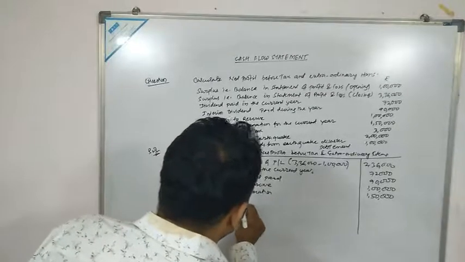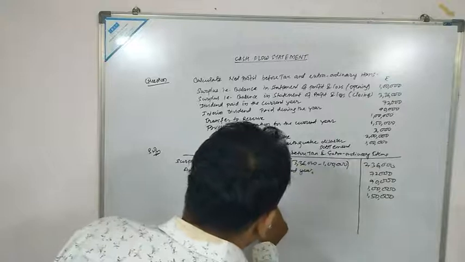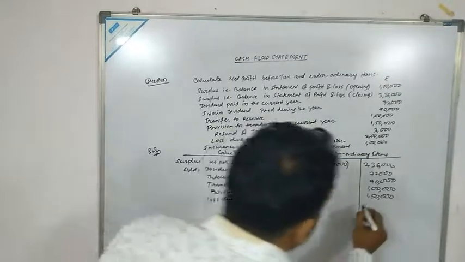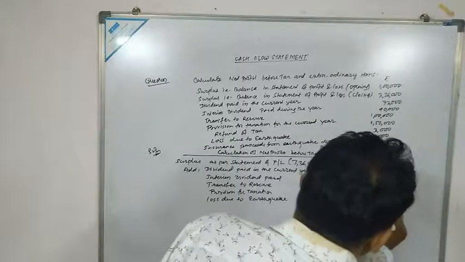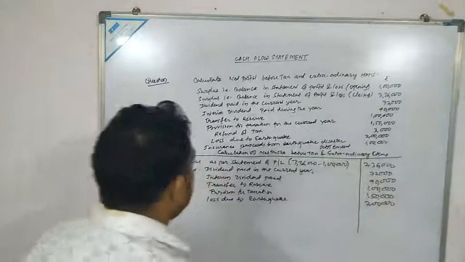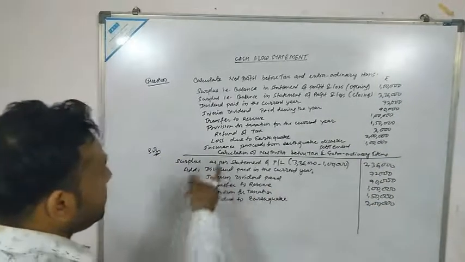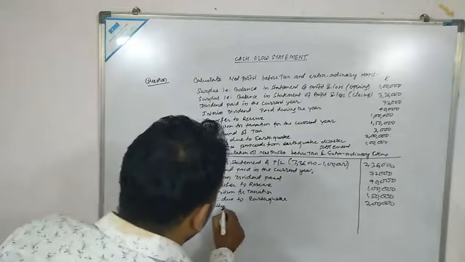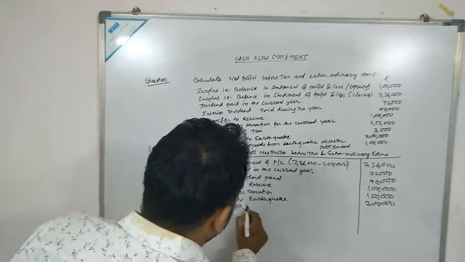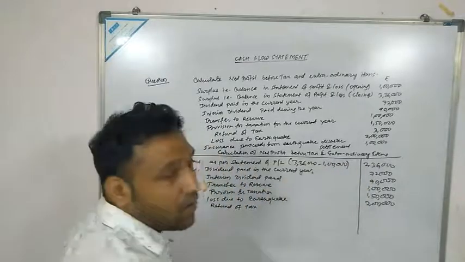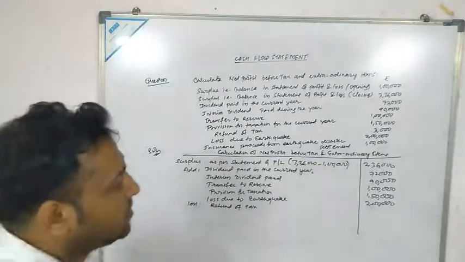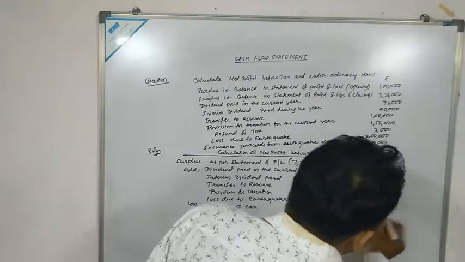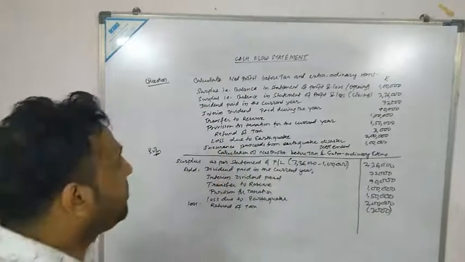Loss due to earthquake. Okay, how much is it? The amount is 2 lakhs. Okay, now your less income. Income क्या क्या था? Refund of tax. So refund of tax is given how much? Refund of tax is given 3,000. So that would be subtracted, 3,000. Bracket sign indicates the negative figure.